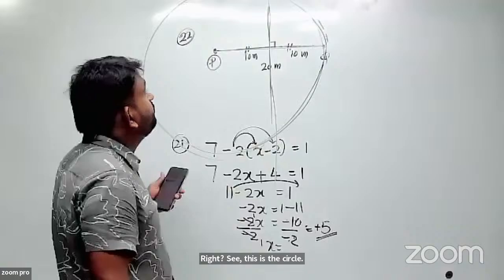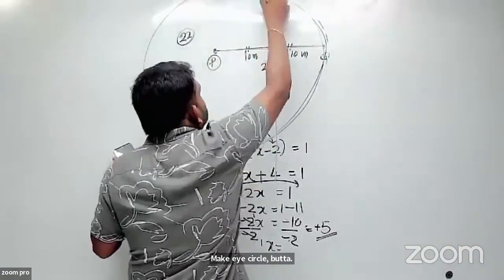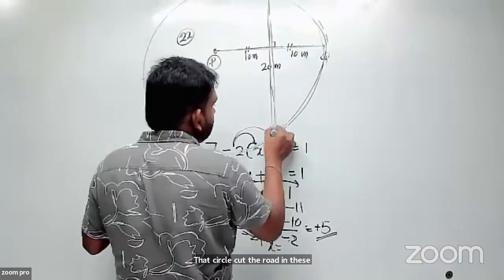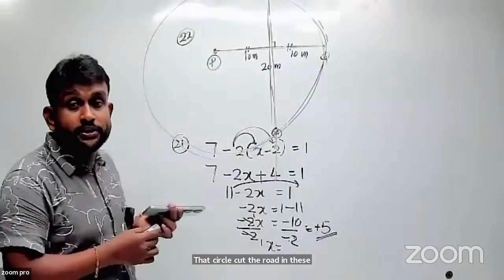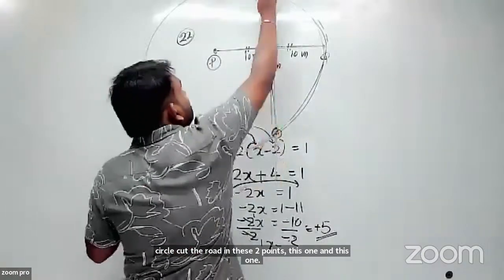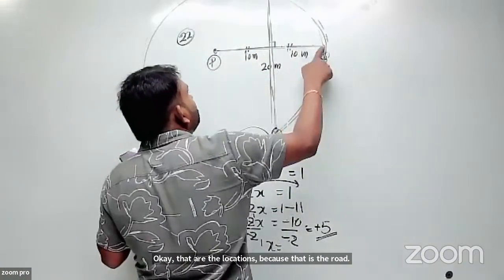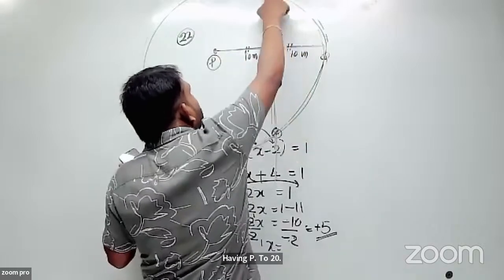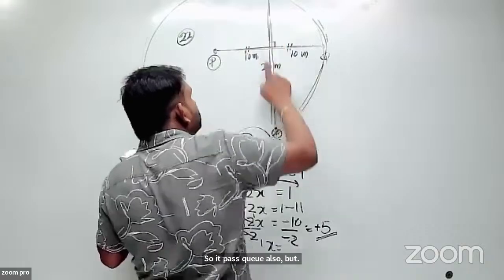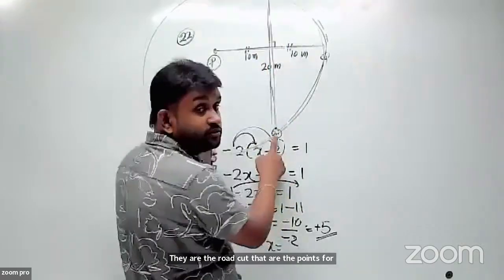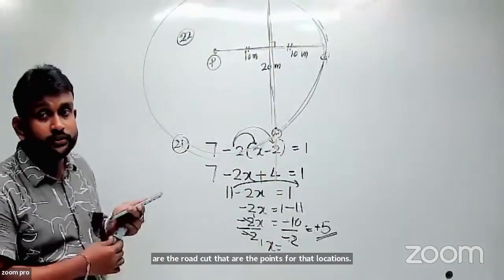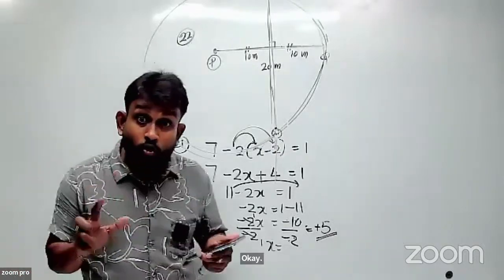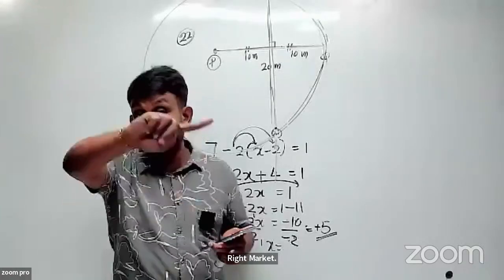But here, where the circle cuts the road, it cuts the road at these 2 points, this one and this one. Those are the locations, because that is the road and this is the distance of 20 meters from P. It passes Q also, but where the road cuts, those are the points for the locations. So see these 2 points.